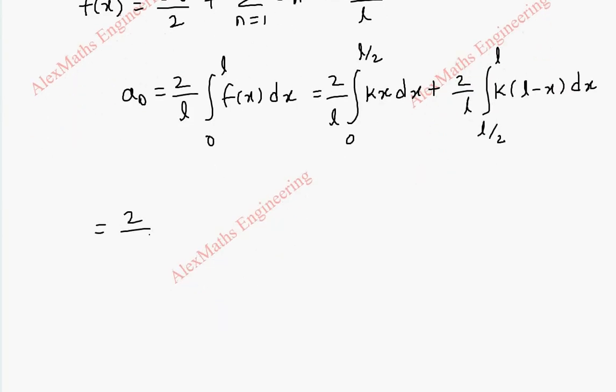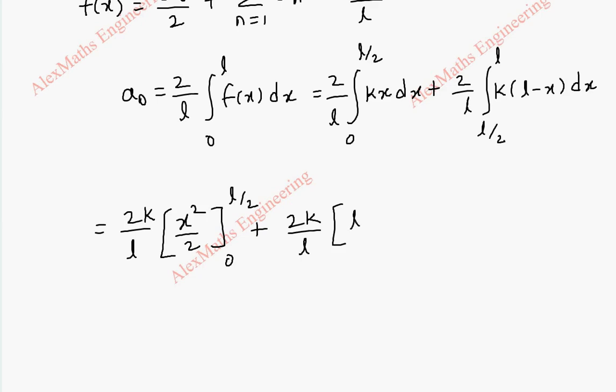We write 2/L, and k is a constant that can be taken outside. The integration of x is x²/2, and for the first part we have 0 to L/2 as our limit. Even in the second part we can take k common, so 2k/L outside. Then the integration of L is Lx and of x is x²/2, so we have the limit from L/2 till L.